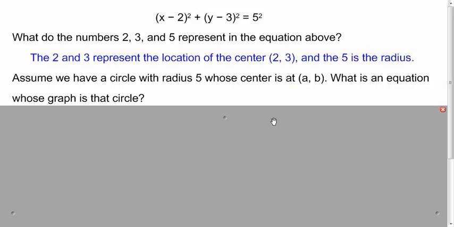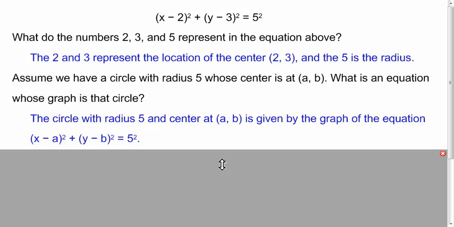Now, what if we didn't know what the center of our circle was? What equation could we write for it? Well, the radius is still 5, so the 5 is not changing. But instead of minus 2, we're going to have minus a, because we don't know what the x-coordinate of our center is. Instead of minus 3, we're going to have minus b.